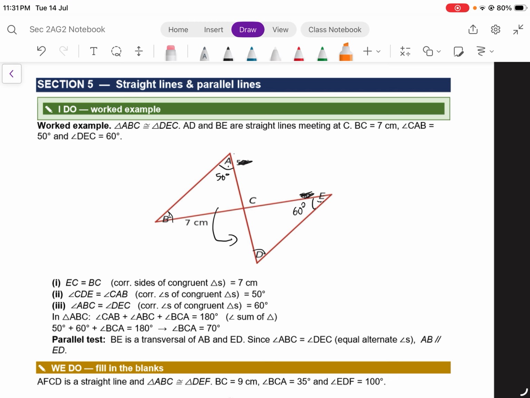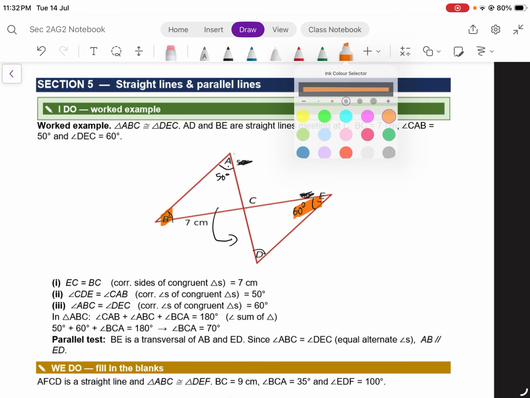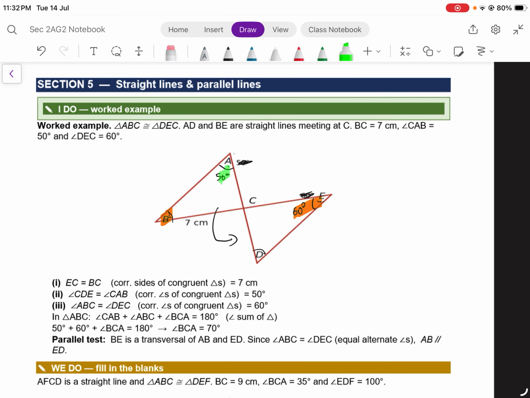Okay, I'm going to highlight this. So this angle here and this angle here are the same. This angle here and this angle here are also the same. But if that is the same, it means that these two lines are also parallel, because this is a Z. And these two are also alternate angles, so it means that these two are parallel. So transversal of AB. BE is a transversal.